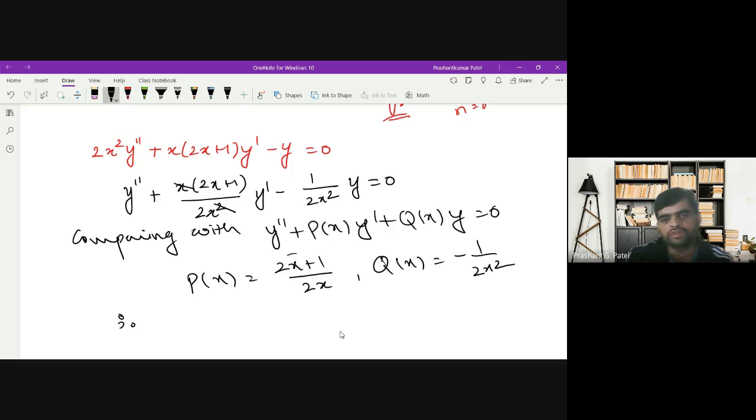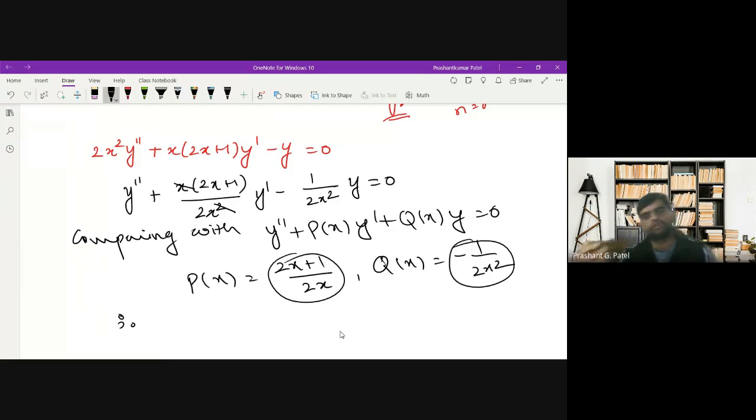So what we can observe, this is a rational function, this is also a rational function. Rational functions are those functions which are of the form p of x upon q of x, where p of x is a polynomial, q of x is also a polynomial. So we can observe that this p of x is not analytic at the point x equal to 0, q of x is also not analytic at x equal to 0, because those functions are not defined at that point. So therefore, we can say that x equal to 0 is not an ordinary point.